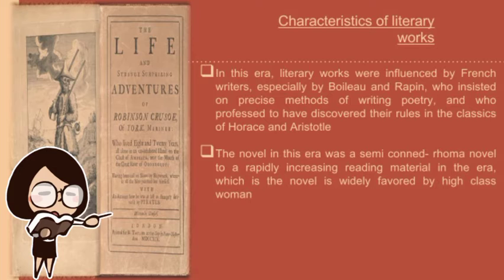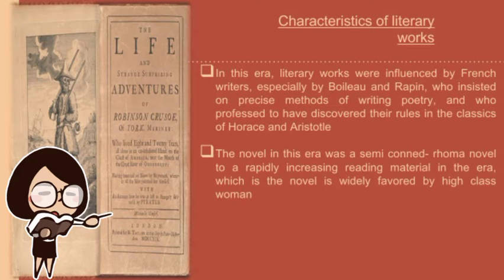And the next one is the characteristics of literary works in this era. The first one is that literary works were influenced by French writers, especially Boileau and Rapin, who insisted on precise methods of writing poetry and who professed to have discovered the rules in the classics of Horace and Aristotle. Writers followed the classicism of the ancients and of French writers, which was taken in a narrow sense to imply fine polish and external elegance.